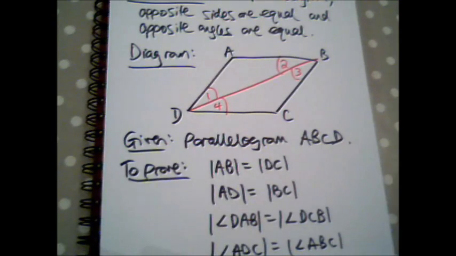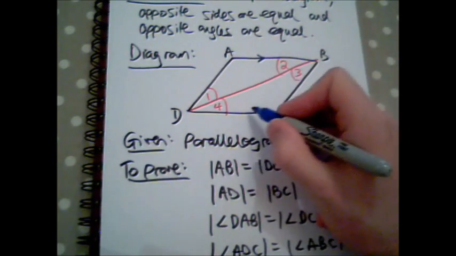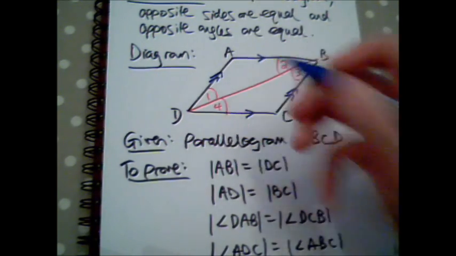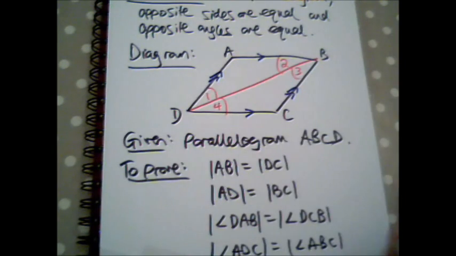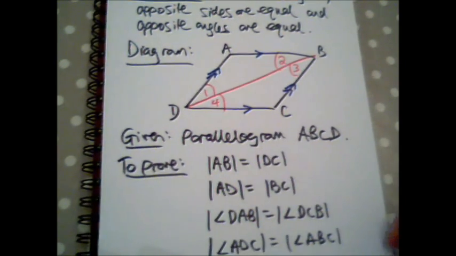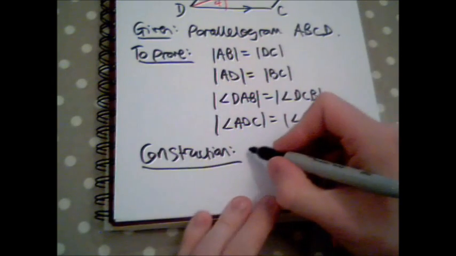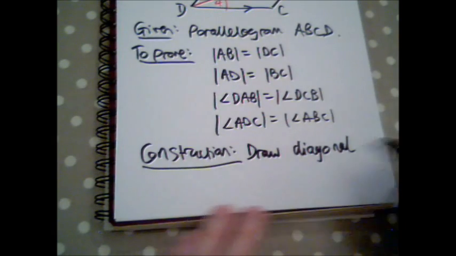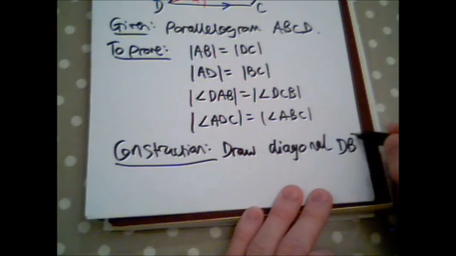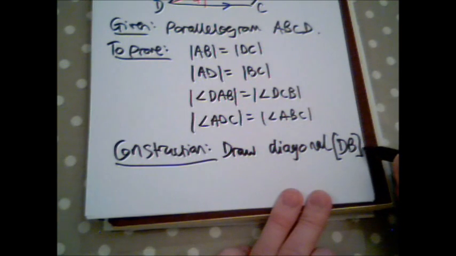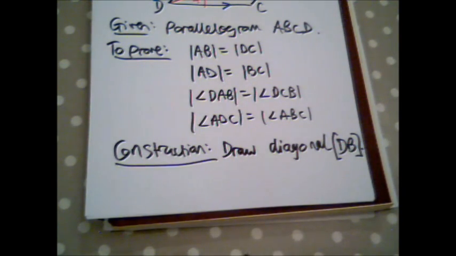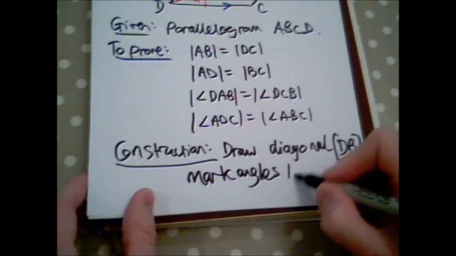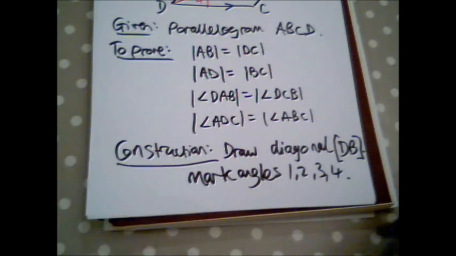Okay. In order to do that, we'll just mark this in to remind ourselves that they're parallel, and we'll put these in here to remind ourselves that this side and this side are parallel. Okay, so the construction. Draw the diagonal from D to B, and because we just drew the line segment, we're going to put those brackets around it, and we mark the angles 1, 2, 3, and 4.